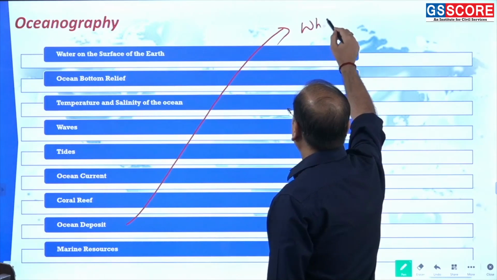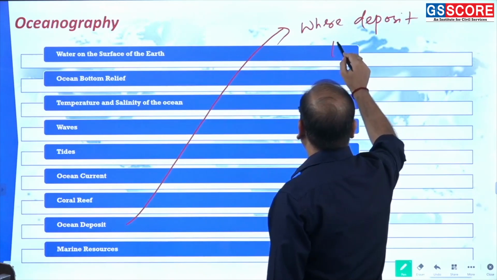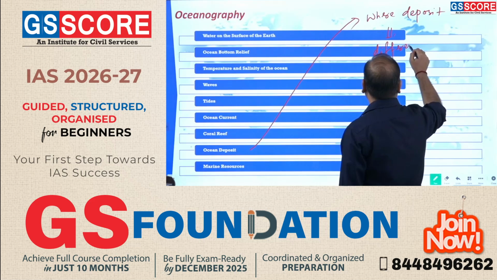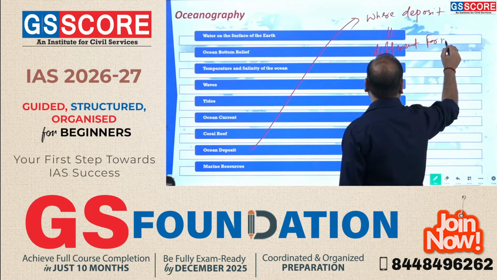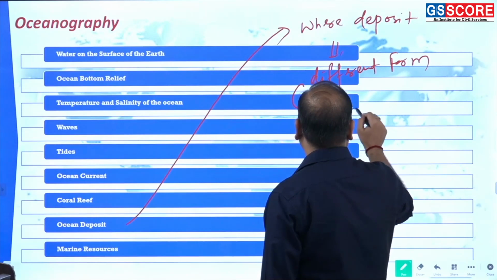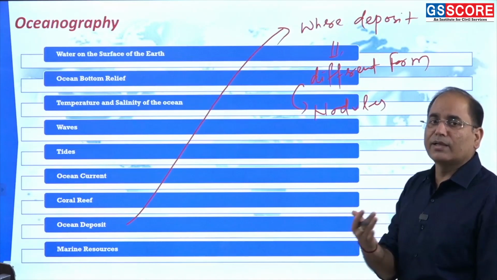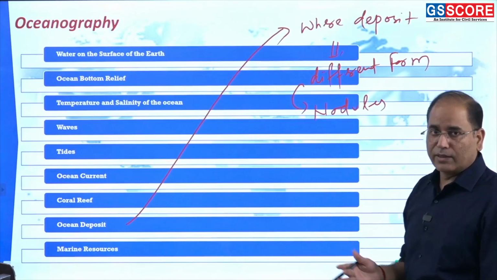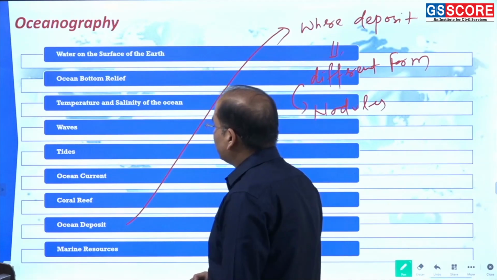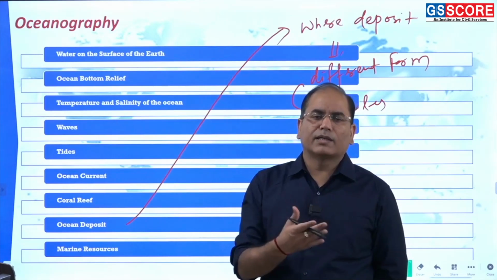So, where the deposit is, what are the different forms and types of the deposit. Also, nodules, mostly the metallic nodules, polymetallic nodules, PMN, that is how the deposits are being distributed. Deposits are present in the different parts of the ocean.